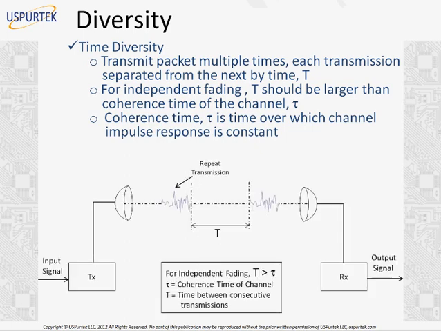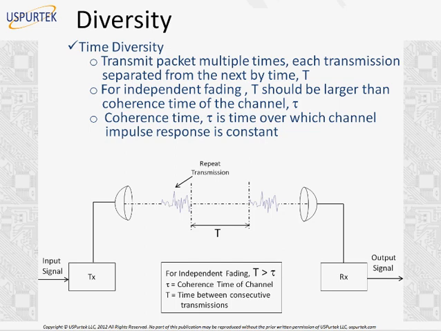Okay, let's move on to the next diversity technique, time diversity. This is also an interesting one. It involves transmitting packets multiple times, with each transmission separated from the next by time t. Time t is the time between two consecutive transmissions. Now how do we determine what this time interval between two repeat transmissions is? The idea seems very simple: you just transmit the packet again, and if you lose the first one, you will receive the second one.